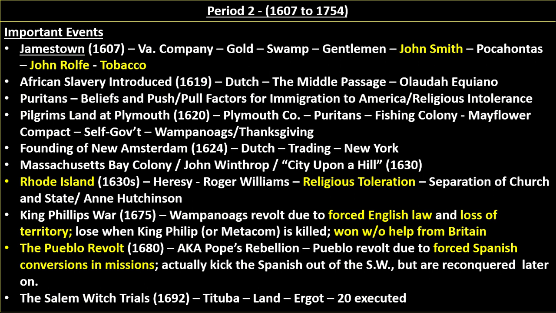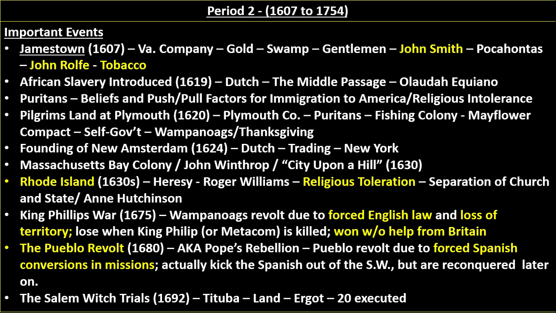1619 is where you have the introduction of slavery into the United States. The Dutch are actually the first to begin to sell slaves in the United States in 1619. It does amount to something called the Middle Passage between Africa and the Caribbean and North America, where slaves were being transported from Africa to the New World and being put into a system of forced labor.